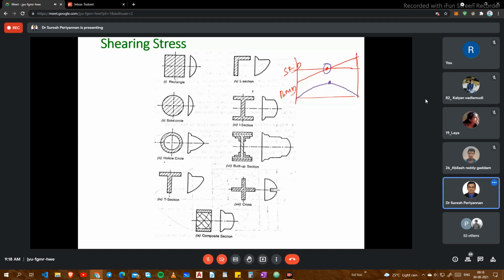Okay, see here, in the earlier case, whatever we discussed, the bending stress is 0 at the neutral axis, but in shearing stress, the shearing stress is maximum at the center axis of the geometry. Now I am taking here the rectangular shear force diagram, the shear stress distribution. This is the solid circle shear stress distribution.